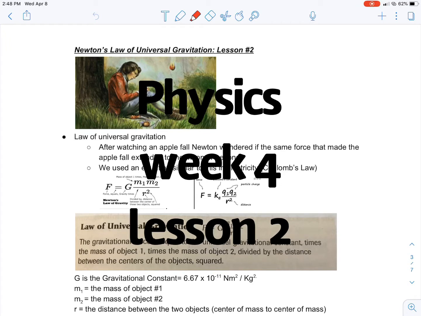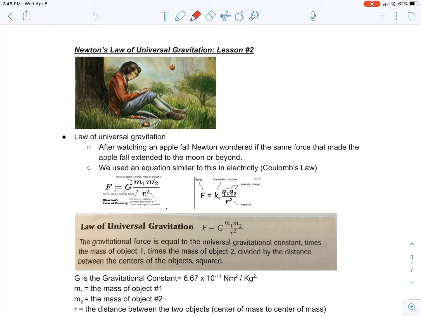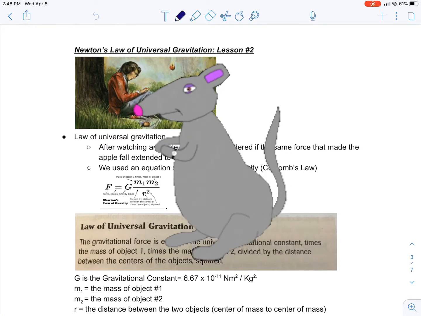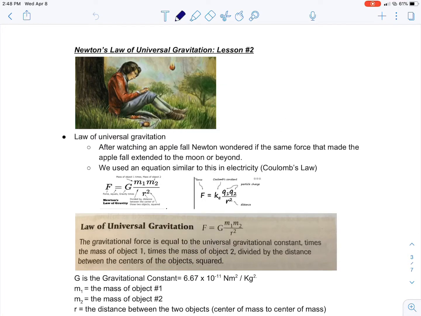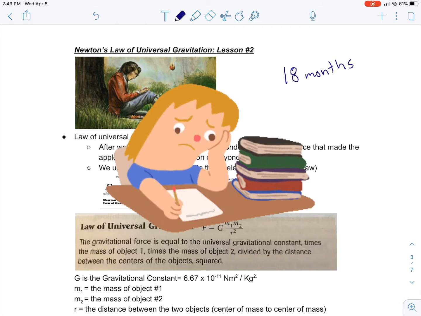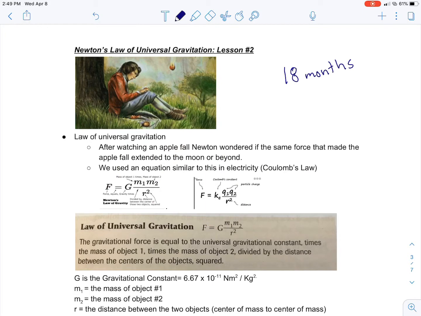When Isaac Newton was in graduate school, the plague came through Europe. He was in Cambridge, and school was closed for 18 months because of the bubonic plague. Now they call this the golden year, but it wasn't really a year. It was a year and a half.